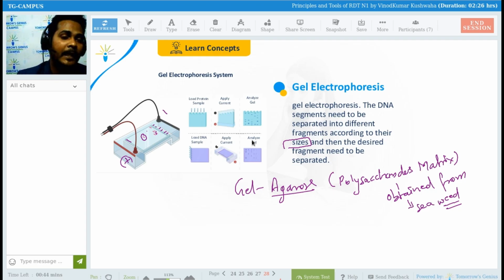So agarose is a kind of powder form which is extracted from the seaweed, and this agarose is used for making a gel. Even agarose is sometimes also used in various confectionery and candy making industries, right? So this agarose is used in making this gel. Clear?